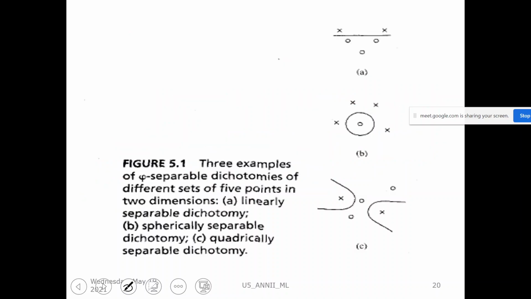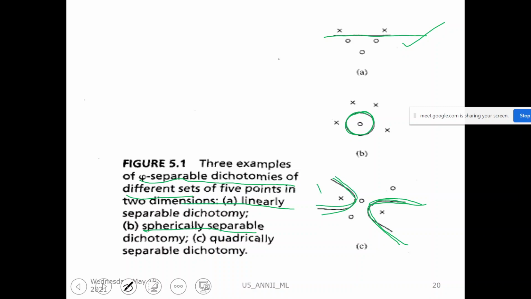Now the next one, what we discussed in yesterday's class. If I am separating with a single line, this is phi, that is, the RBF function is separable with the help of different dichotomies. The linear dichotomy is this, with the help of a line. Then there is spherically separable, where with the help of a circle or sphere I am able to separate it. Next is quadratically separable, because it's like a parabola shape, and with its help we'll be able to separate.